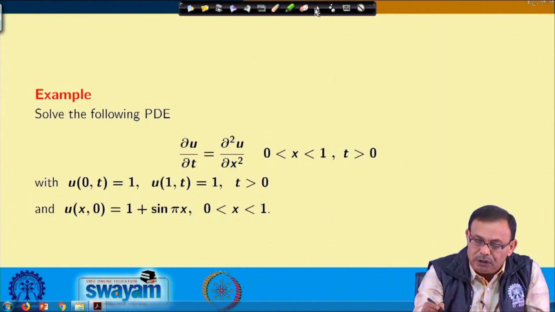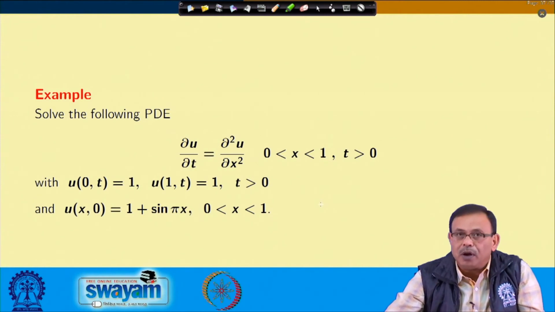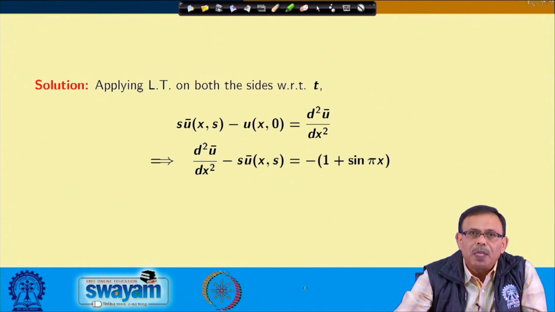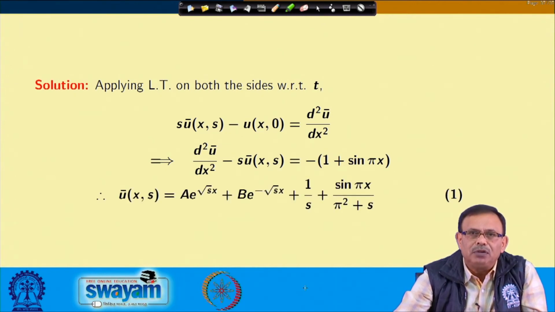So, let us see quickly, this was your original problem and you are taking the Laplace transform on both sides with respect to t. That is s u bar x s minus u x 0 on the left hand side, and on the right hand side it will become d square u bar by dx square. This u x 0 is nothing but 1 plus sin pi x. So, by substituting that value, you are obtaining this differential equation.